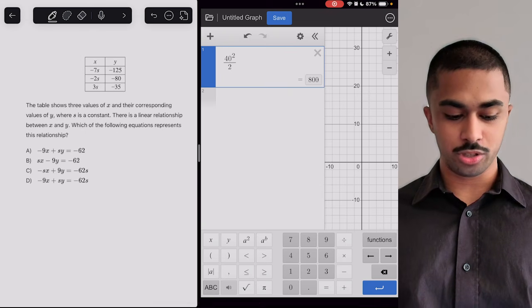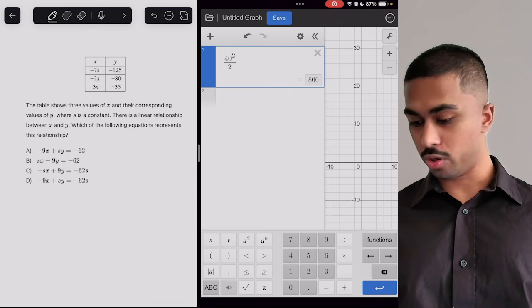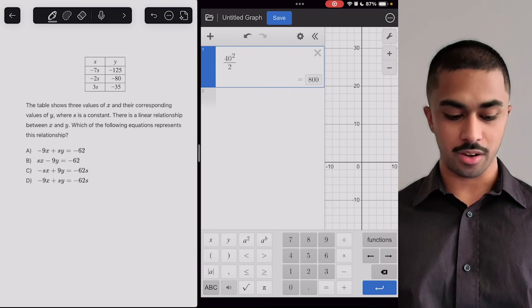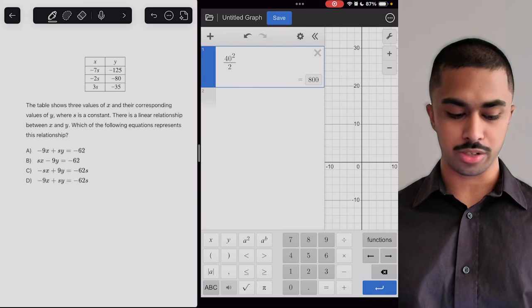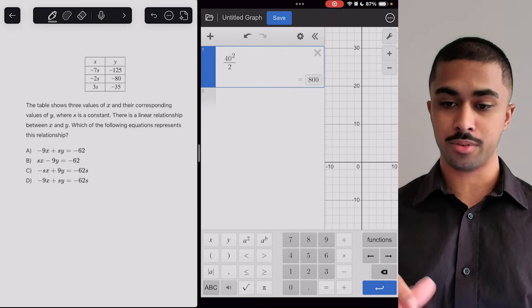Okay, the table shows 3 values of x and their corresponding values of y, where s is a constant. There is a linear relationship between x and y. Which of the following equations represents this relationship?